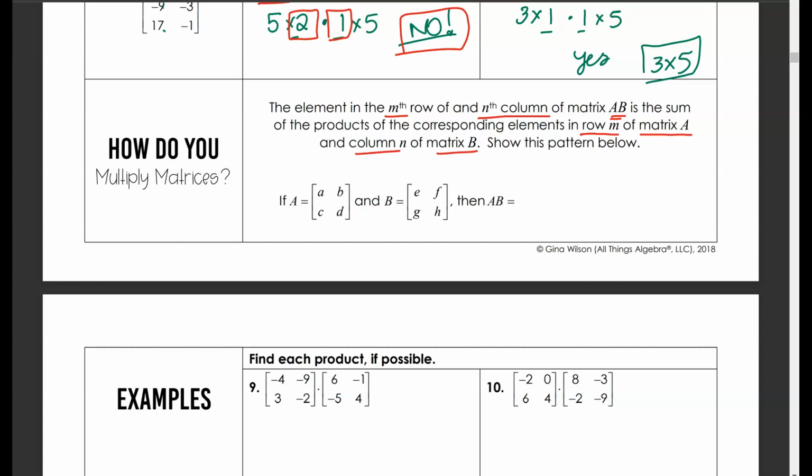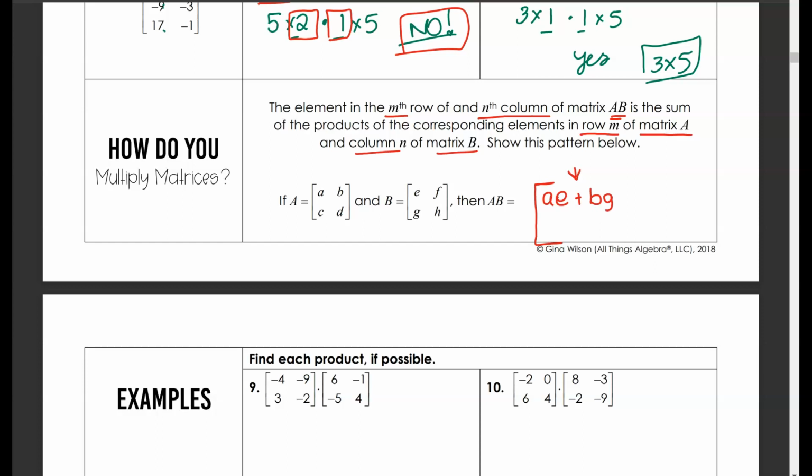So let's look at if we were going to multiply this. What would that multiplication equal? What's going to end up happening is we are going to take this first element, A, and multiply it by this element here, E. So that would be A times E. Now we are going to take B and multiply it by G. And then we would add that B times G. So we are taking this row and multiplying it by this column, and that gives us the first element.